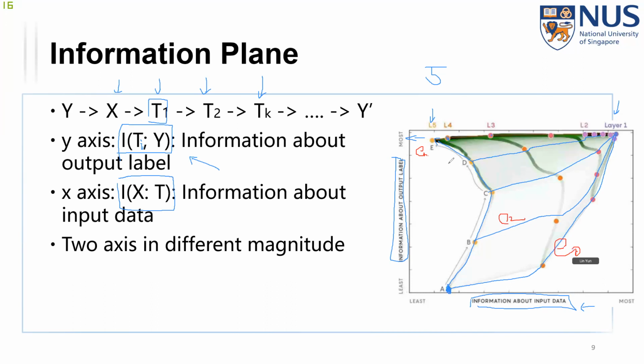Here, let me mark epoch zero. In epoch zero, layer five is the last layer, and the last layer has very little information about the output. Okay, I got it. For layer one, it will always have the corresponding information because it's very close to the input. Maybe I still have a little confusion. You may just ask later.